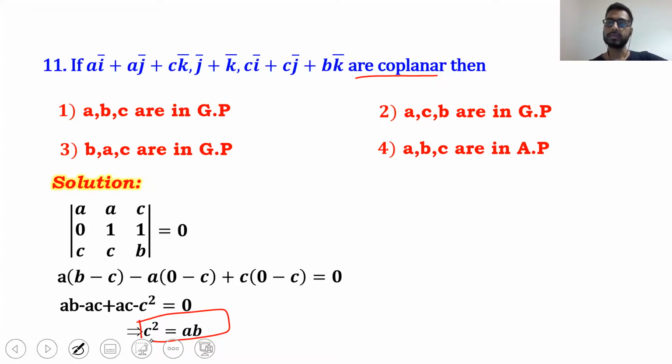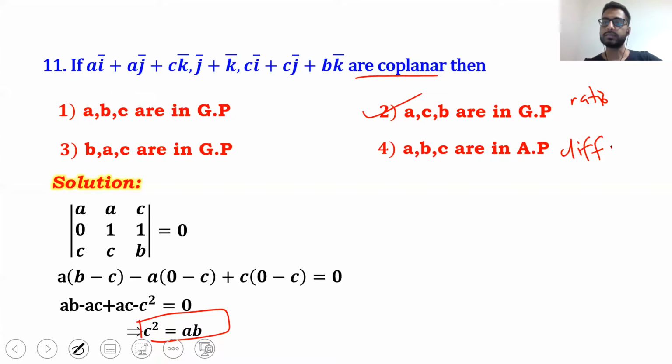So if C square is equal to AB, I can say that the ratio is constant between A, C, and B, which means my A, C, and B are in GP. For three terms to be in GP, your ratio should be constant. For three terms to be in AP, your difference should be constant.